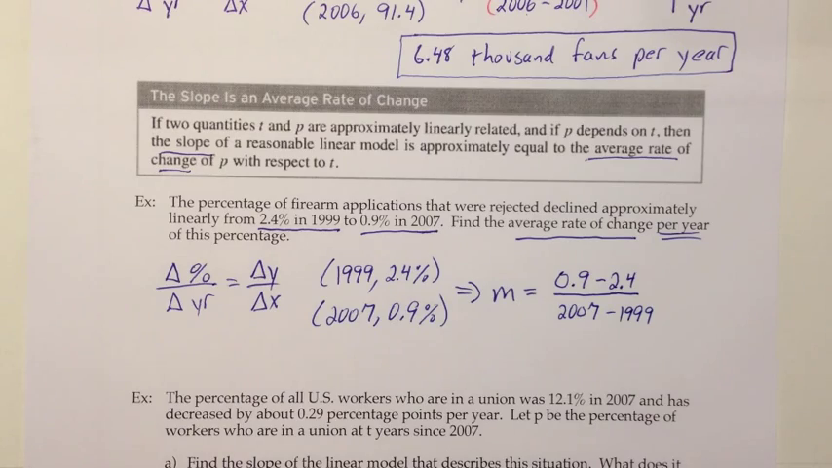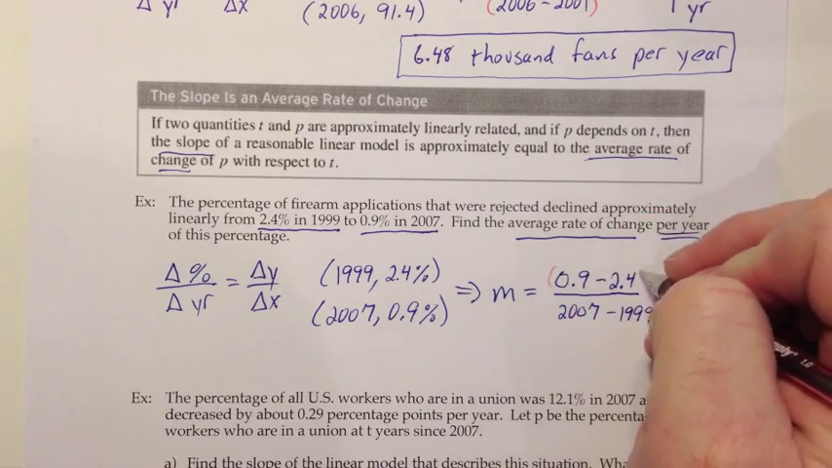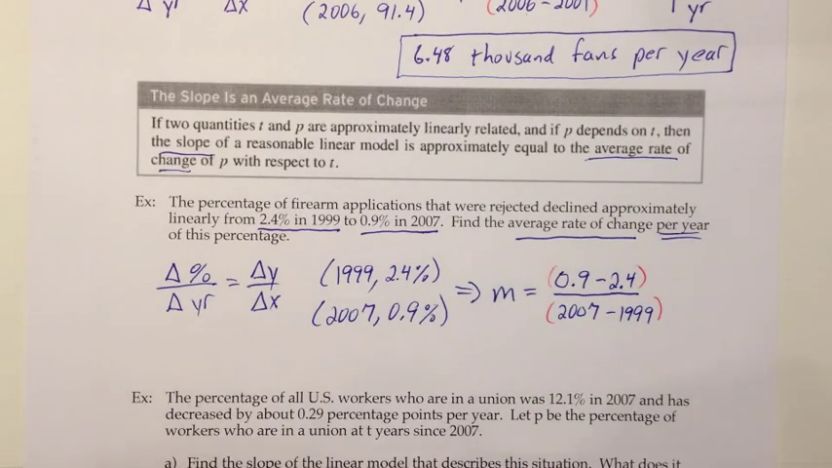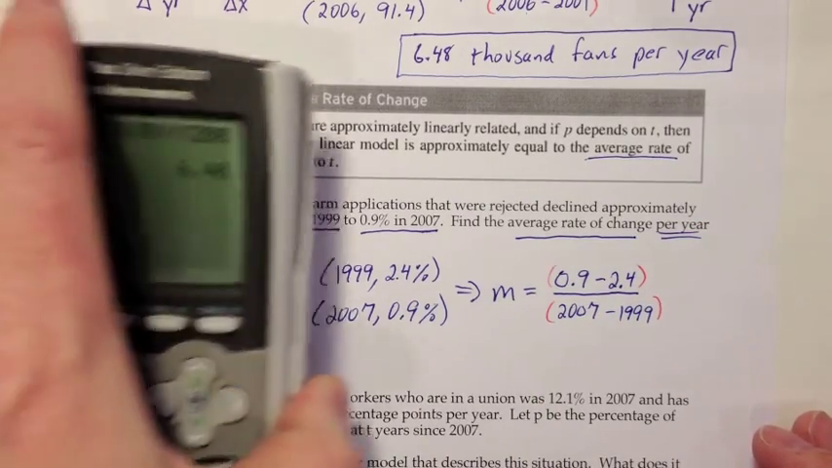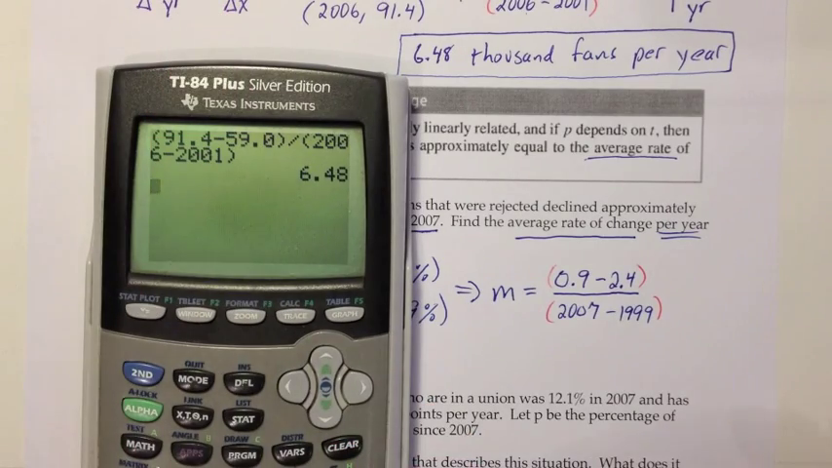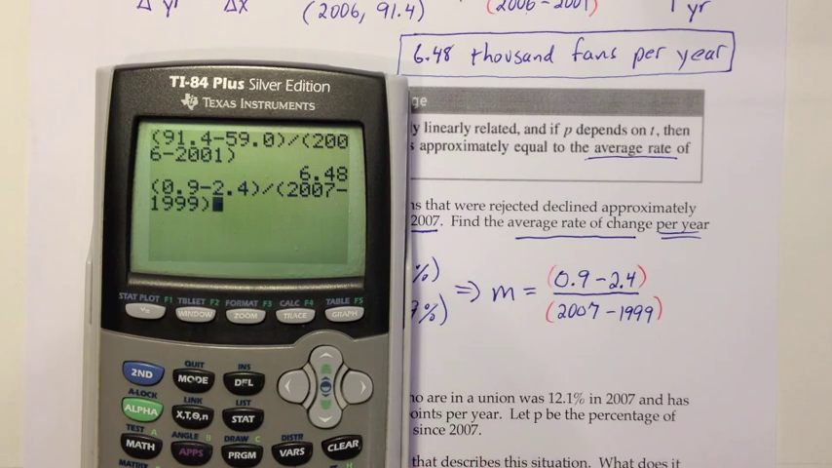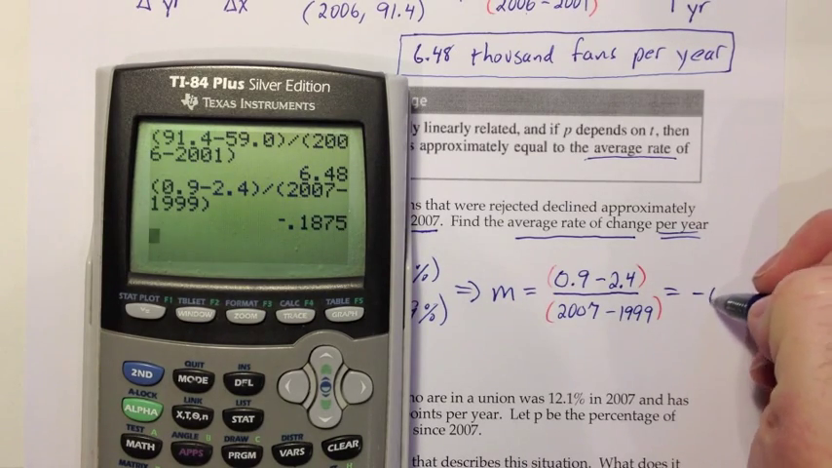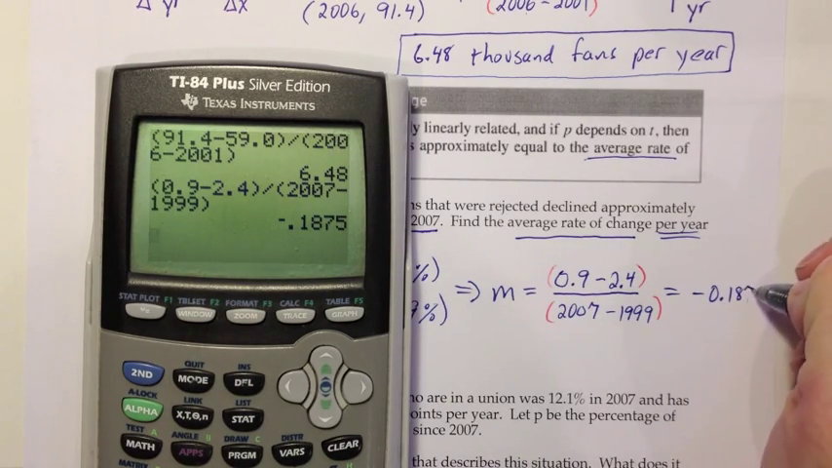And again, I'm going to go ahead and do that on the calculator, so I'll put parentheses around the top and the bottom. And this time I'll hold off on the symbol to see if I have to round it or not. But let's go ahead and do the math just like we did last time. 0.9 minus 2.4 over 2007 minus 1999, and parentheses around numerator and denominator. So this comes out exact, so I'll put that exact figure, negative 0.1875.